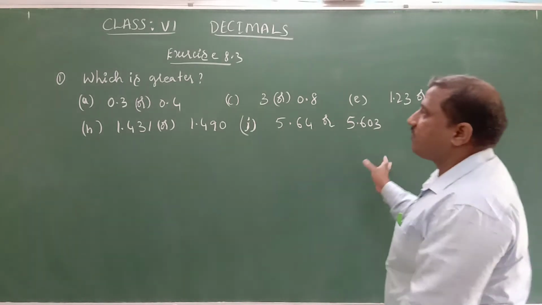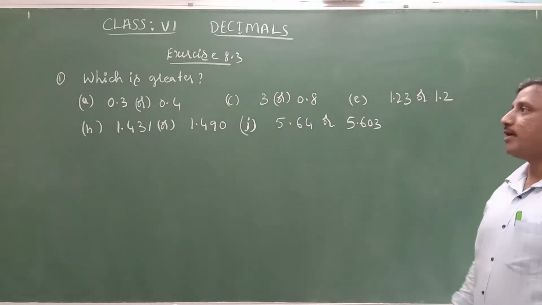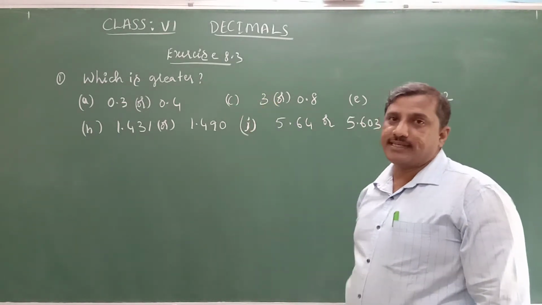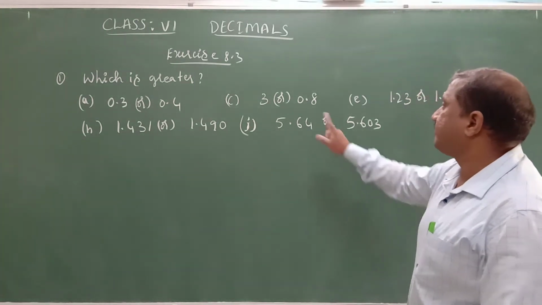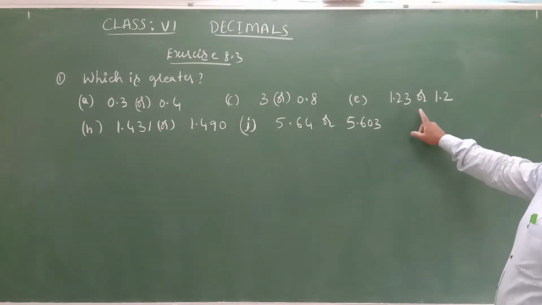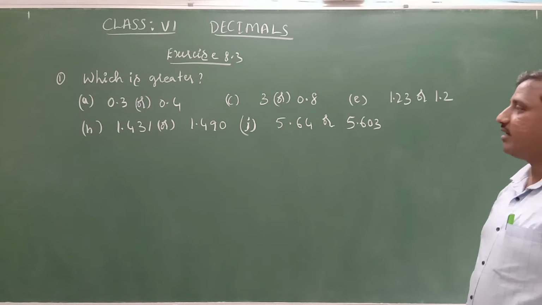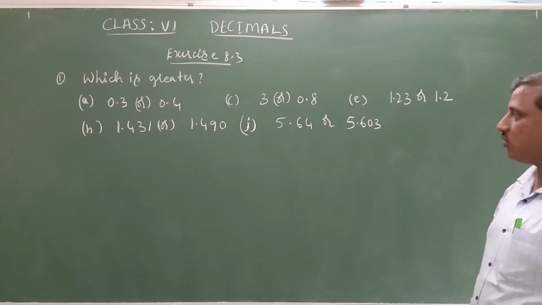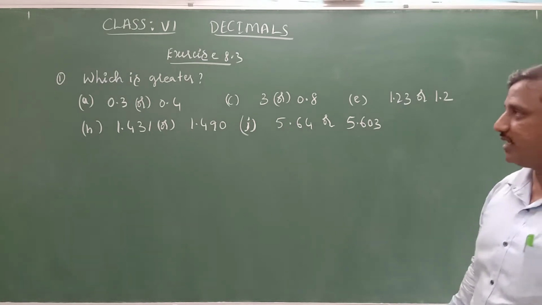Now, with the knowledge of comparison of decimals, we will discuss exercise number 8.3. Which is greater: 0.3 or 0.4, 3 or 0.8, 1.23 or 1.2, 1.431 or 1.490, 5.64 or 5.603.